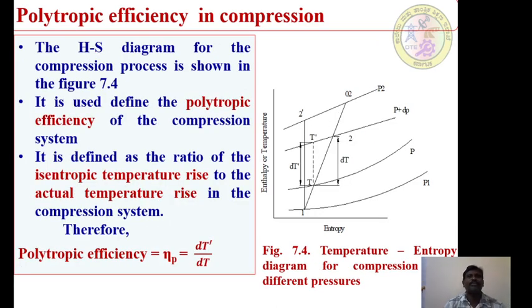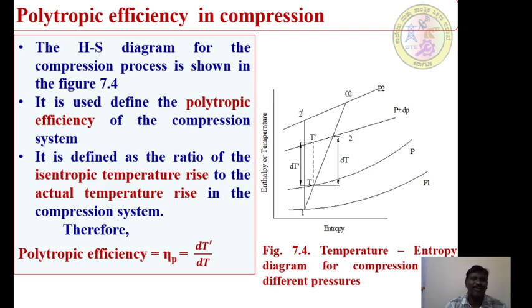Now, if you see the polytropic efficiency in a compression, we know that the polytropic efficiency is very important both for the compression process as well as an expansion process. How do you define this polytropic efficiency for a compression process? Similarly, it is the reverse of an expansion process. It is defined as the ratio of isentropic temperature rise to the actual temperature rise in the compression system.